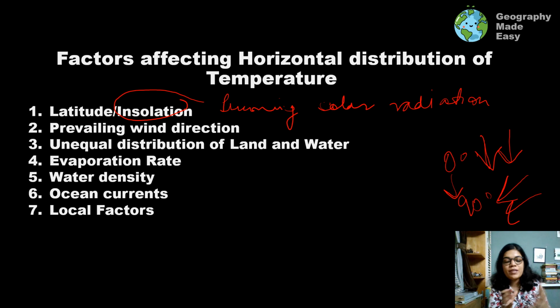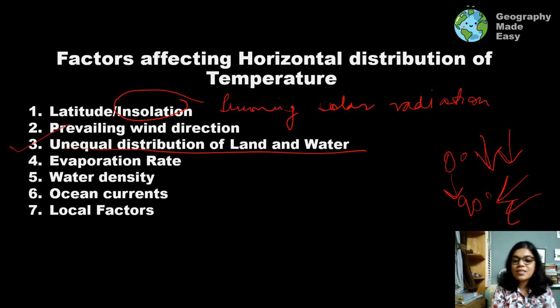Next is the prevailing wind direction, and by prevailing wind we mean the wind which is blowing in a seasonal manner, over a longer period of time. So we have, for example, the doldrums and the trade winds. When they are blowing, the property they have, for example, if they are a cold wind or a warm wind, will affect the surface temperature. The third point is already something which we have discussed in the previous slide, which is the unequal distribution of land and water.